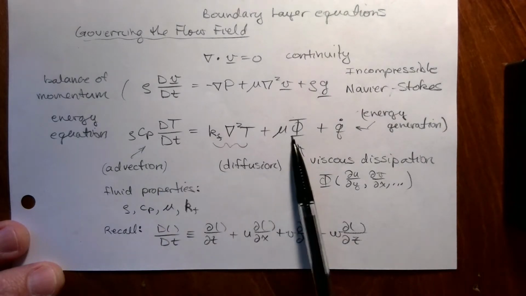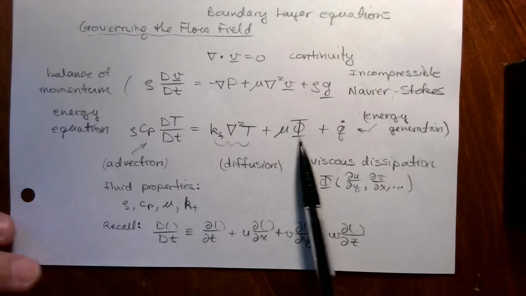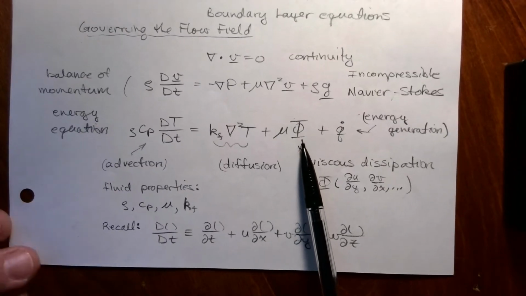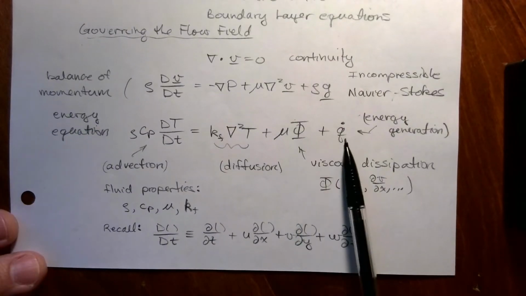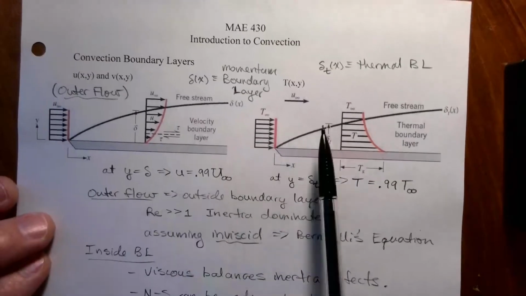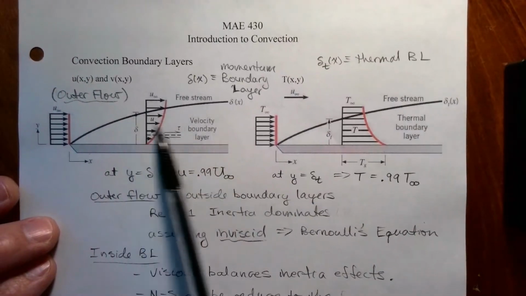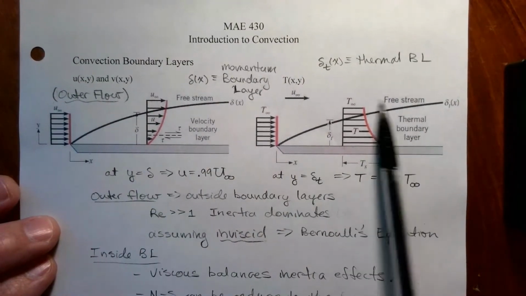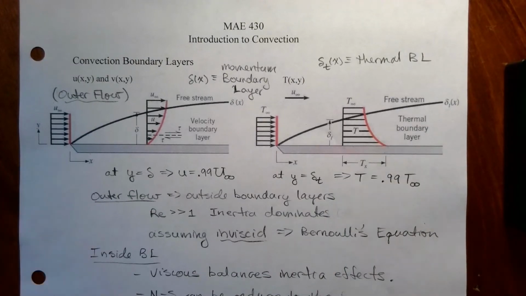There is a viscous dissipation term, so this is basically friction. Because of the viscosity in the fluid, it causes the temperature of the fluid to increase very slightly. Normally this can be neglected except at high velocity gradients. And then this is that same energy generation term you're used to. Alright, so these governing equations apply at every single point in the flow field. Navier-Stokes over here, continuity, and then the energy equation over here.